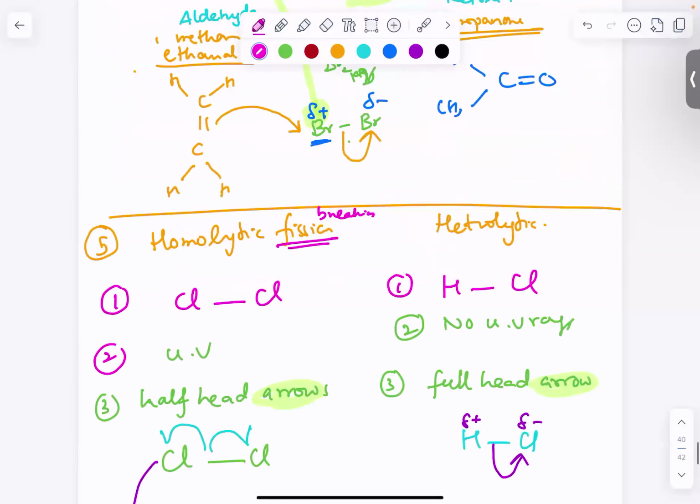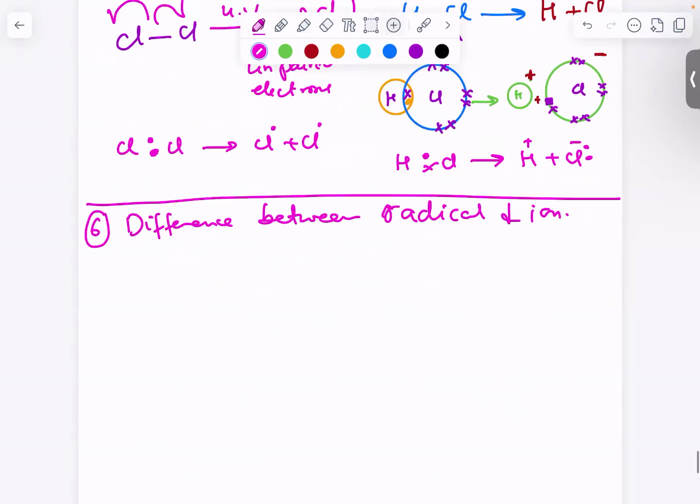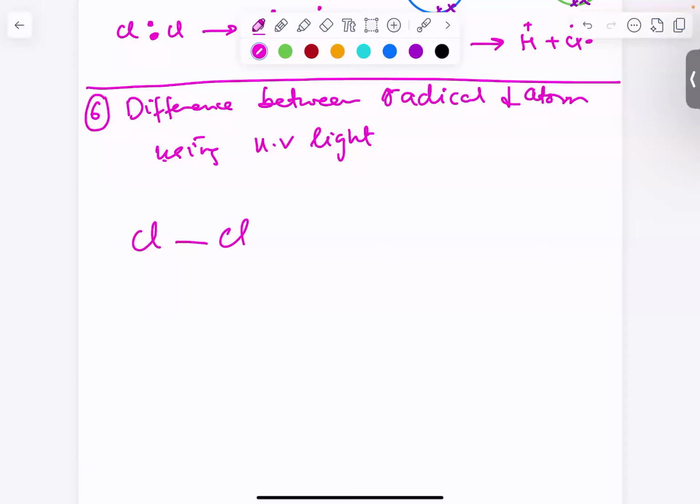And then the last one is the difference. Now, the sixth thing would be the difference between a radical and an atom. So this is a radical. A radical is something which is formed using UV light. So this is Cl and Cl, and this would be the radical.